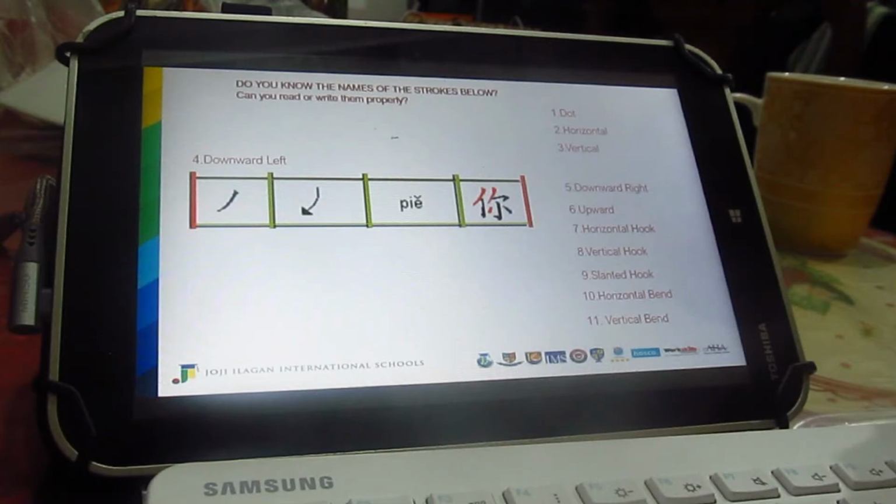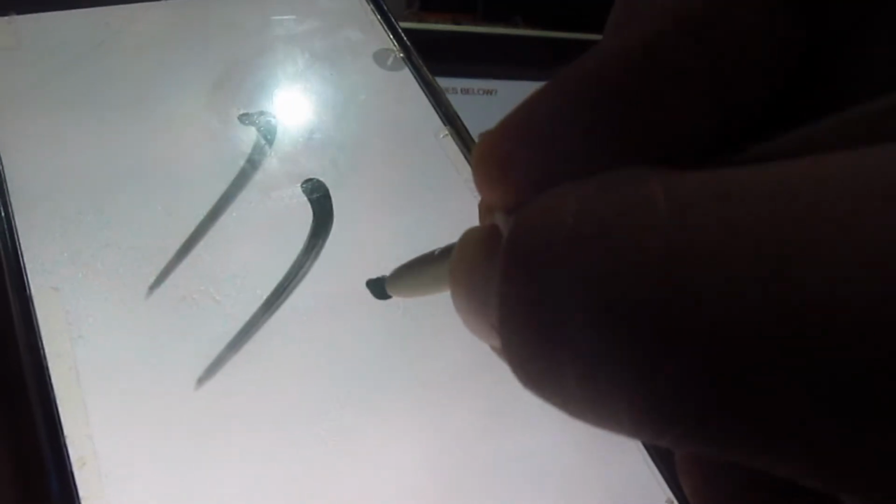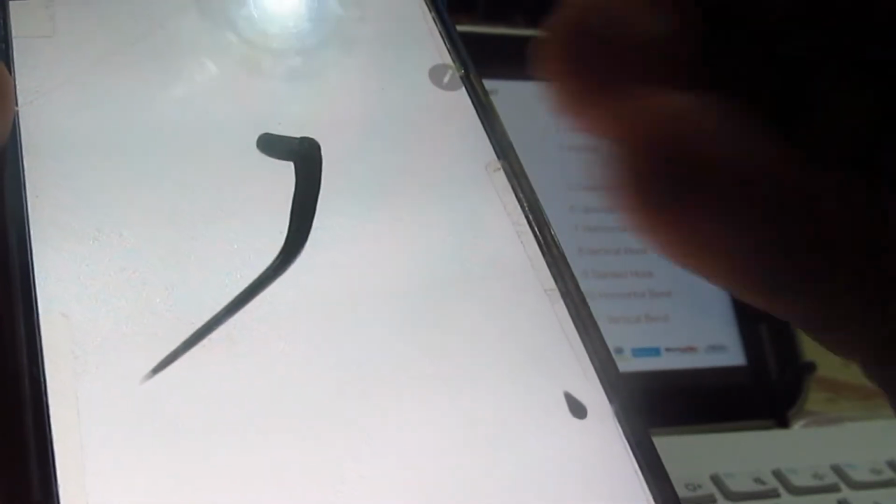Let's go to the downward left stroke, or pie. So pie is just like this one. Something like that. So you want to achieve this sharp part of how you write the pie. You apply pressure first to the top part, and then you lessen the pressure as you go down. Alright, this is the pie.